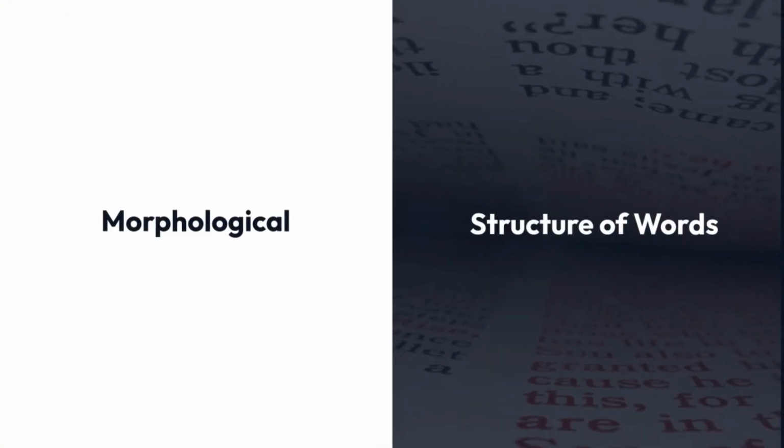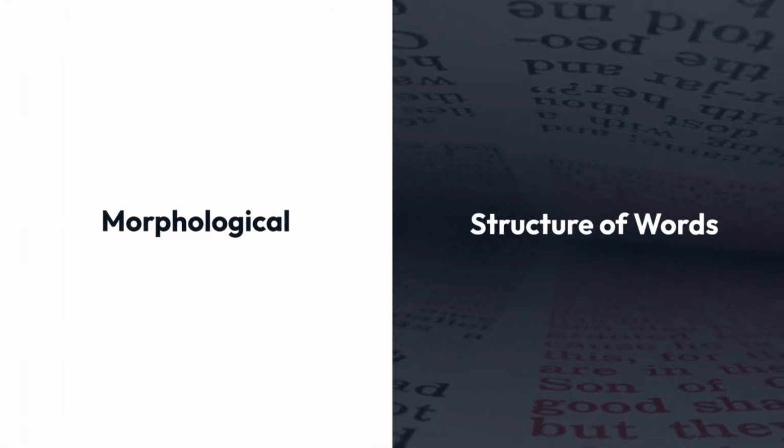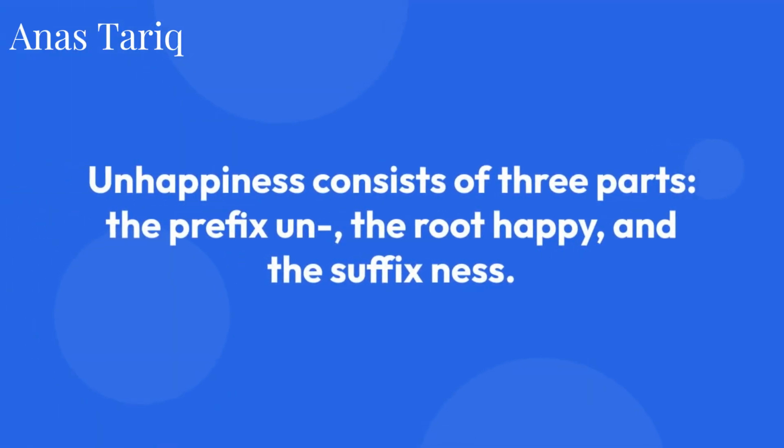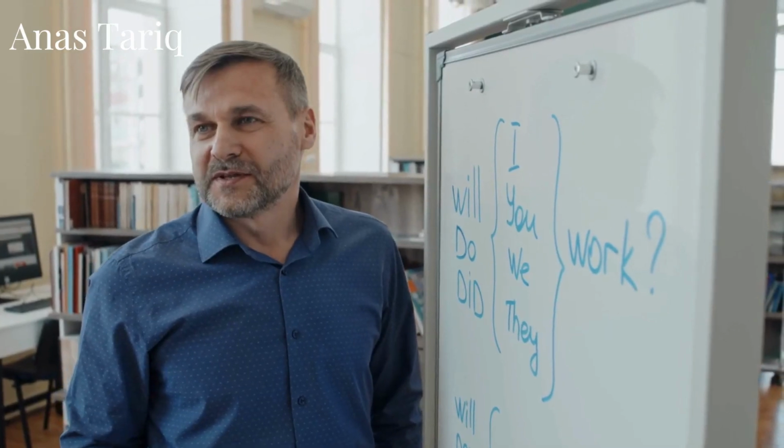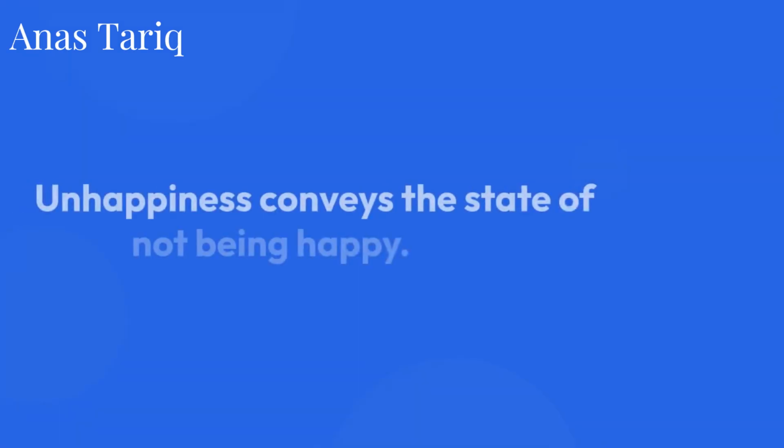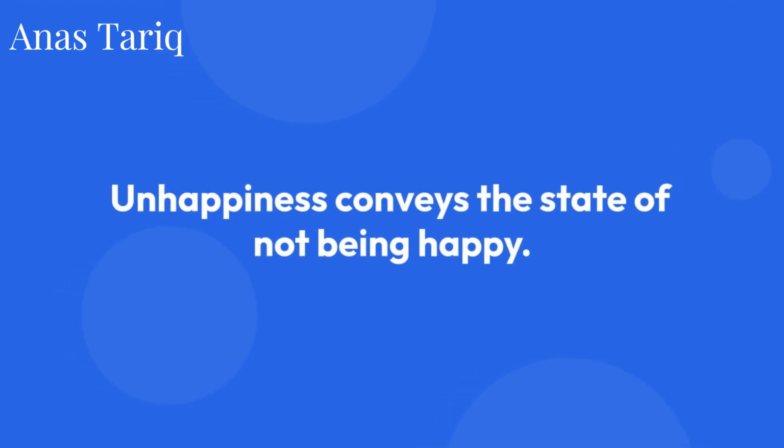At the morphological level, form involves the structure of words. Consider the word unhappiness. It consists of three parts: the prefix un, the root happy, and the suffix ness. The form here reflects how these parts are combined. The meaning, however, arises from how these parts interact. Unhappiness conveys the state of not being happy.